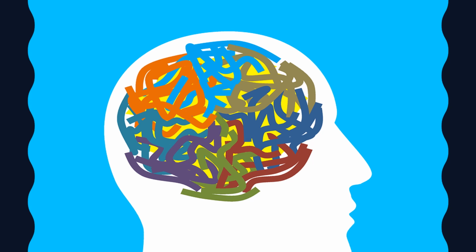Types of mental health disorders. Mental health disorders can generally be grouped into categories like anxiety disorders, eating disorders, mood disorders, personality disorders, trauma and stressor-related disorders, and psychotic disorders.